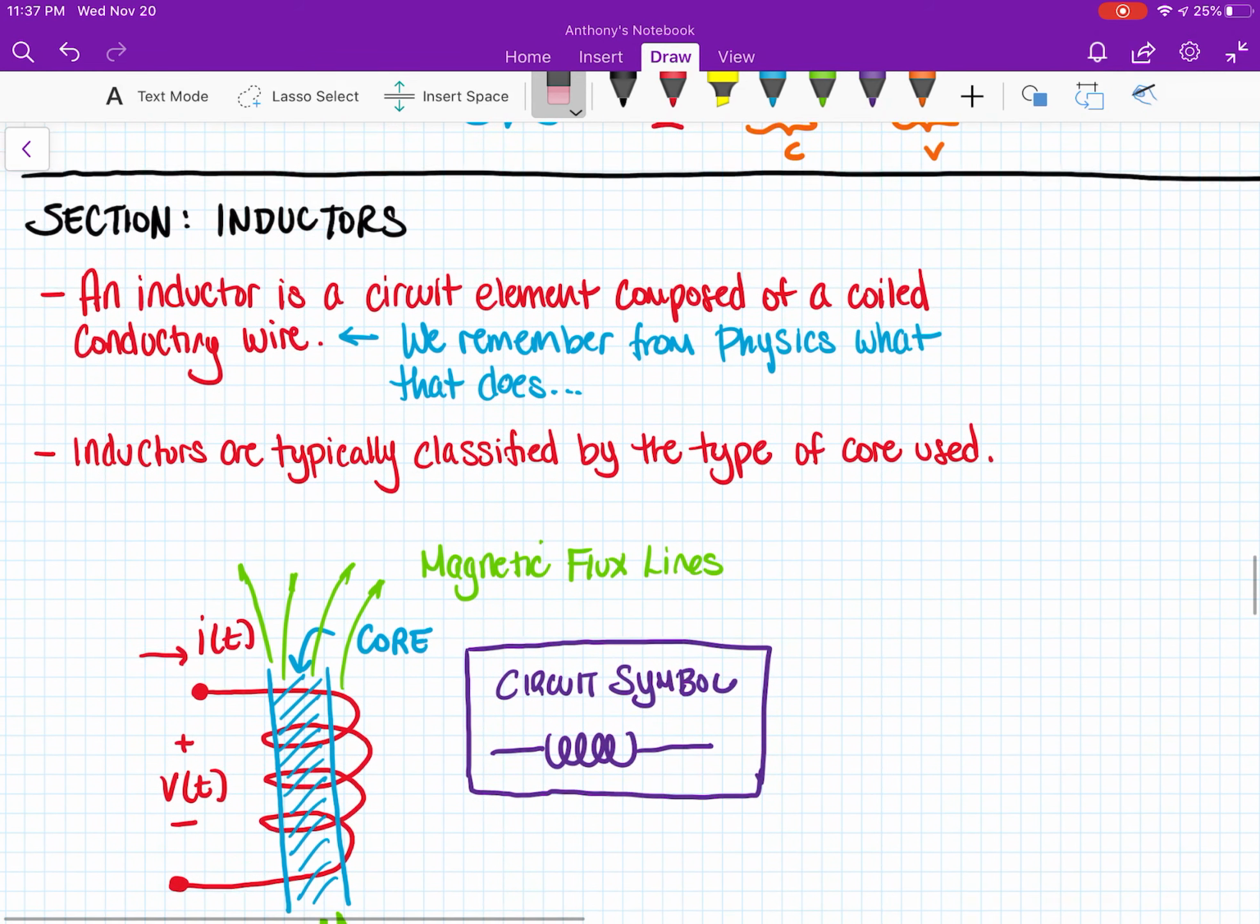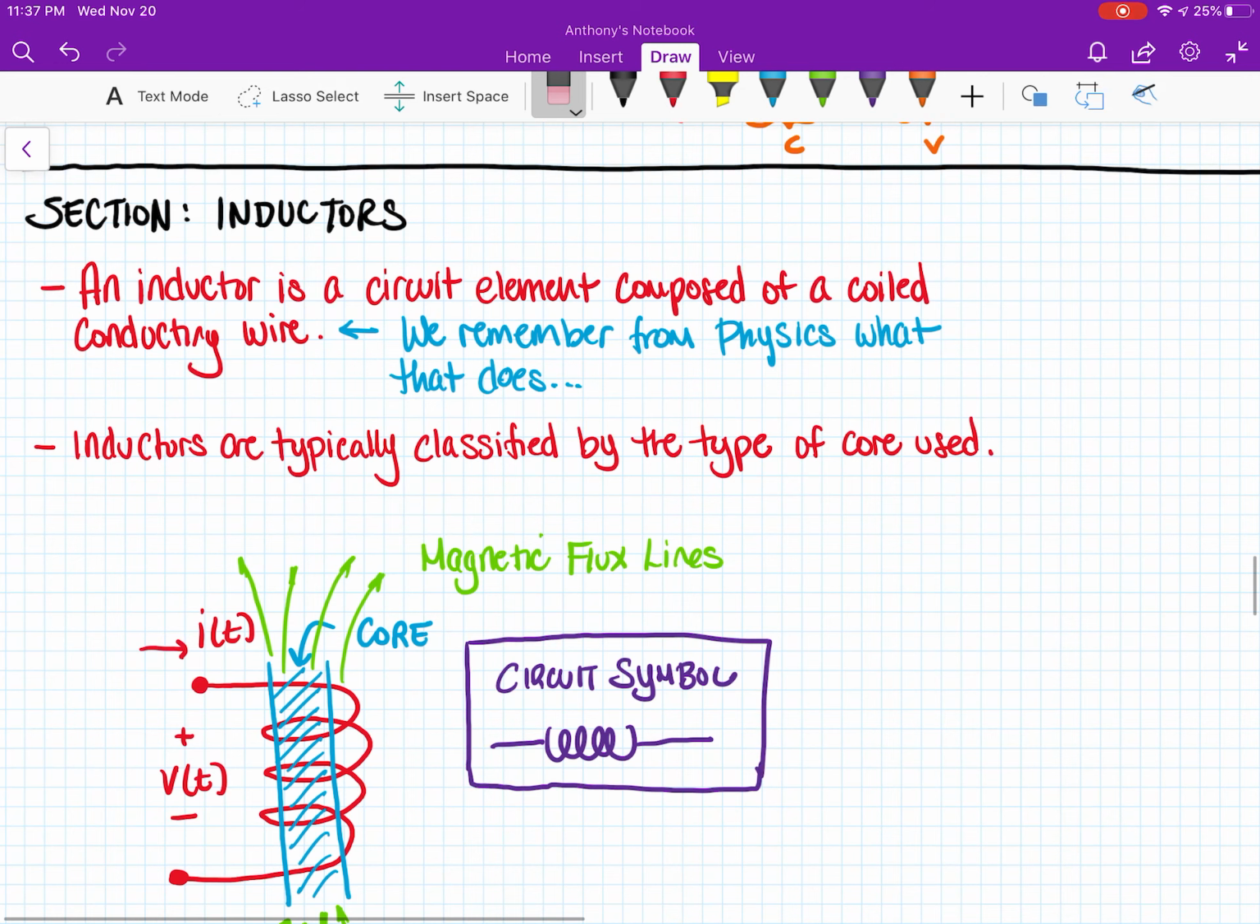So the next section deals with inductors. This is the other type of passive energy storage device that we're going to be talking about in this class. Again, we've already dealt with inductors in our Chapter 8 work, essentially analyzing AC circuits. An inductor is a circuit element that's composed of a coiled conducting wire, and we all remember from physics what that does when current flows through any wire, and especially what happens when it flows through a coiled wire.